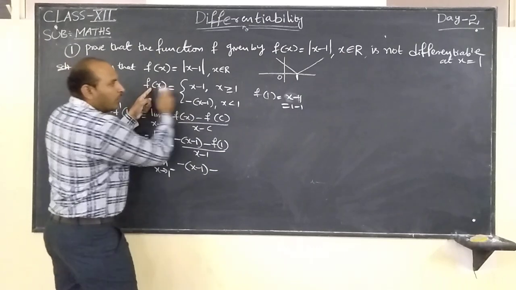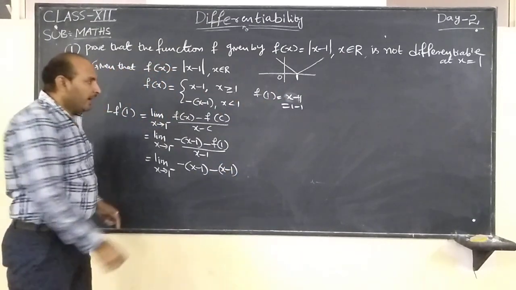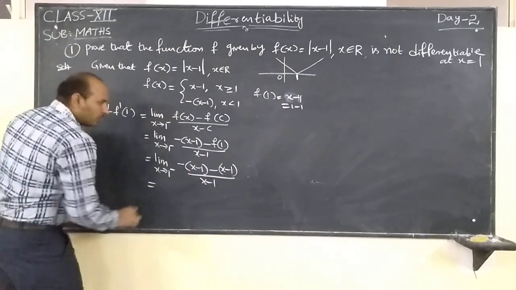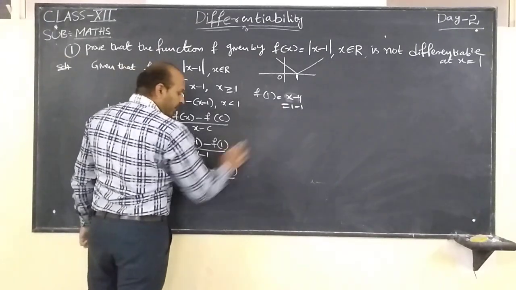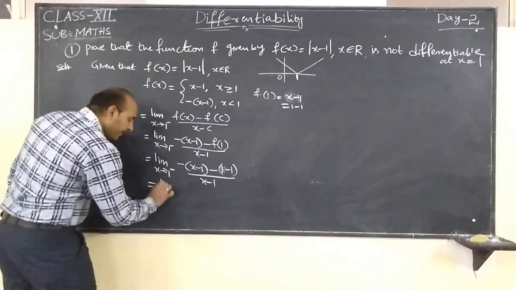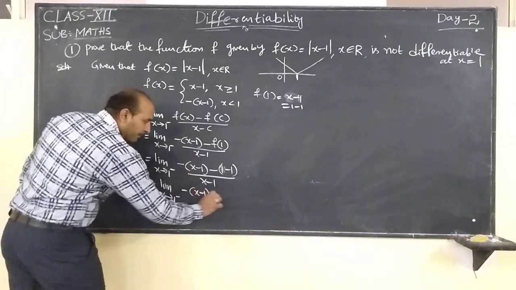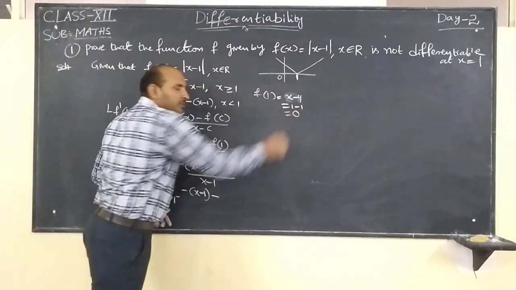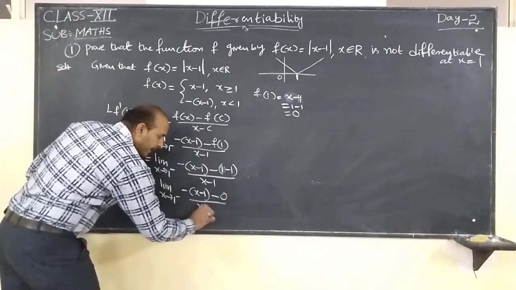So f of 1 is equal to x minus 1. You can write it as x minus 1 divided by x minus 1. Instead of x you can write 1 minus 1. So the limit as x tends to 1 minus of f of x minus f of 1 divided by x minus 1. So f of 1 becomes 1 minus 1, and this value becomes 0. So 1 minus 1 cancels, that is 0, divided by x minus 1.